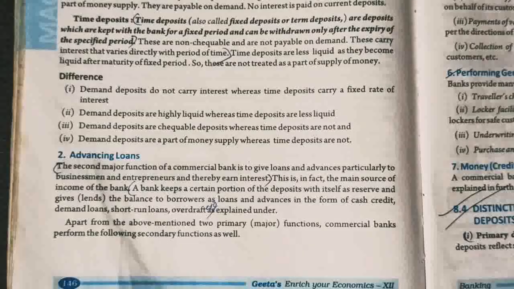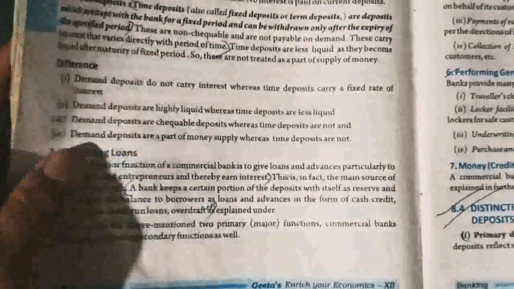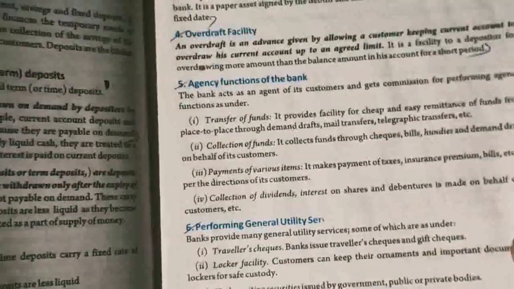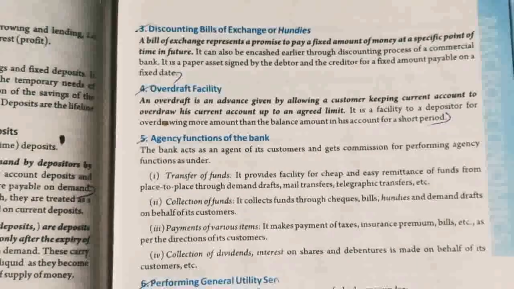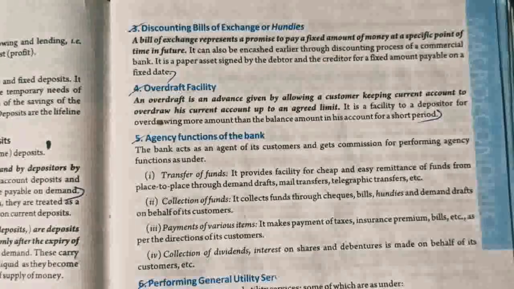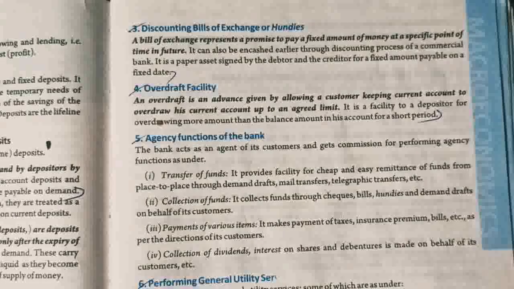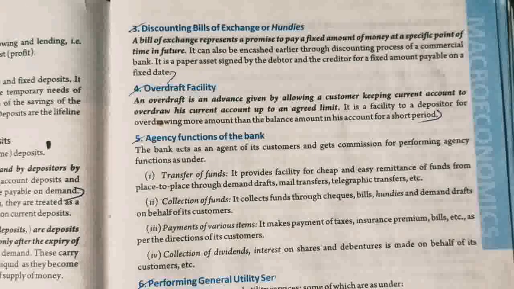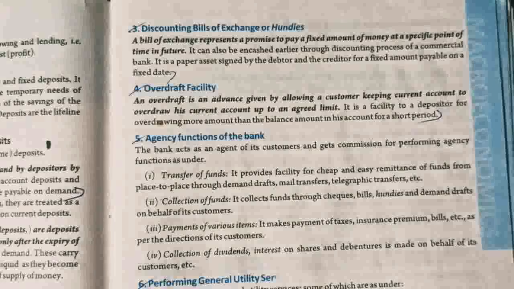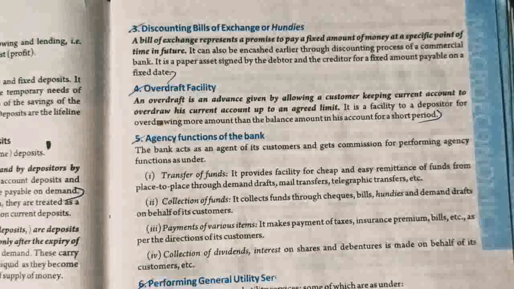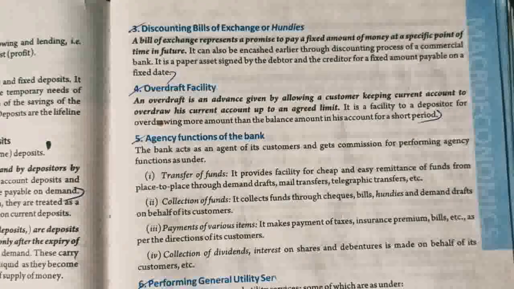So these two, acceptance of deposits and advancing loans, are considered the primary functions of commercial banks. Next is discounting bills of exchange, or hundis. Now, what is discounting bills of exchange or hundis? A bill of exchange represents a promise to pay a fixed amount of money at a specific point of time in future.